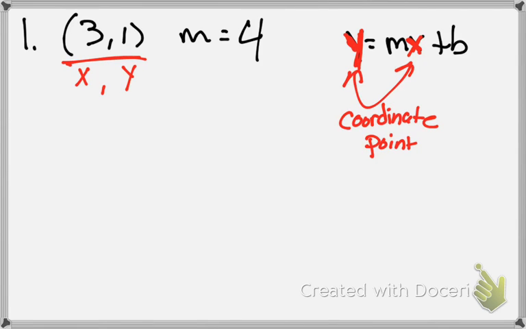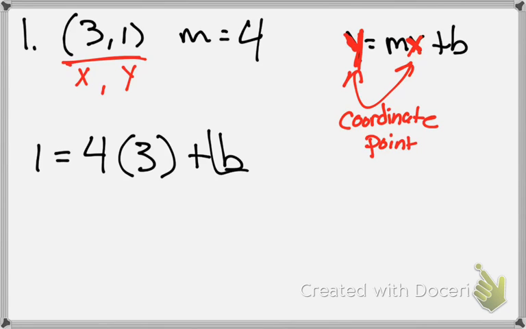If I were to actually write my equation out with all of my pieces filled in, I would start with my y, which in this case is my 1. And that will be equal to m, which in this case is 4. And now I want to plug in my value for x, which is 3. And then I'm trying to figure out what my b is. So I'm going to leave that as a variable because it's our unknown in this situation.